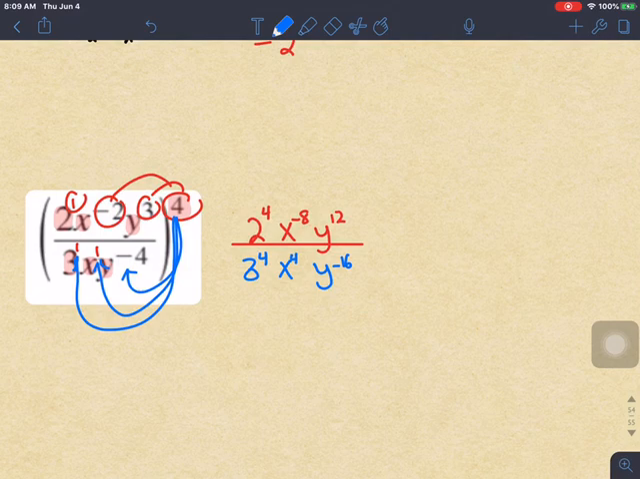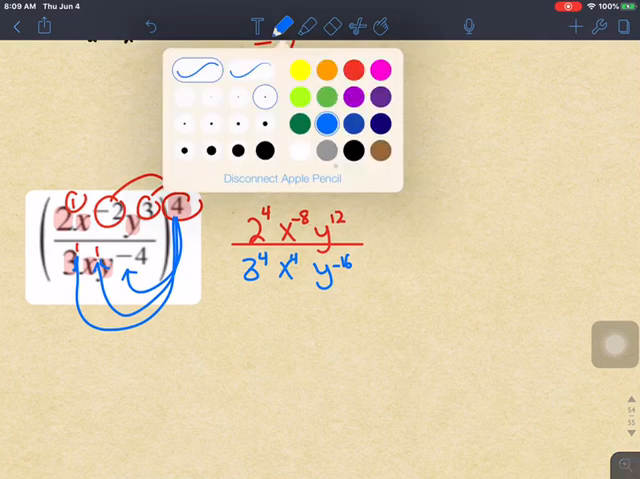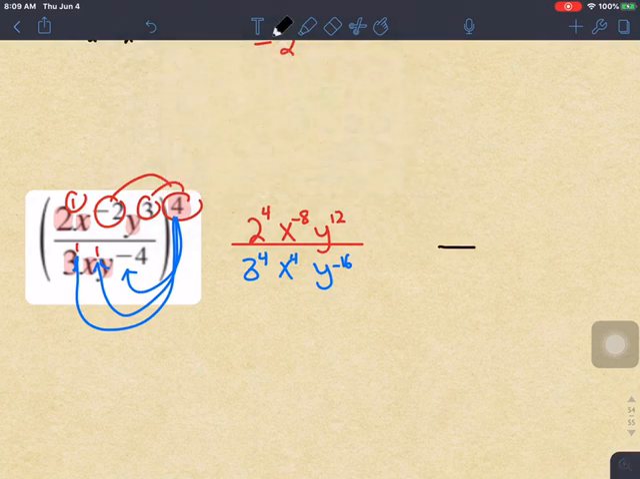Okay, now that's most of the work, but the next thing that we need to do is rewrite this using positive exponents. You don't really want to have this problem with negative exponents, okay? There's a very simple trick. In order to get rid of a negative exponent, you would take it from where it is and move it up or down.